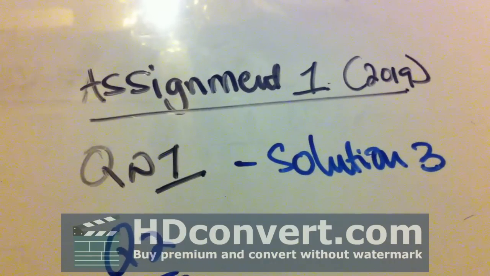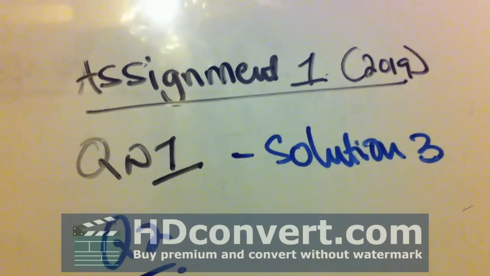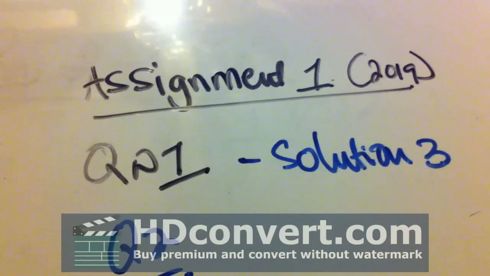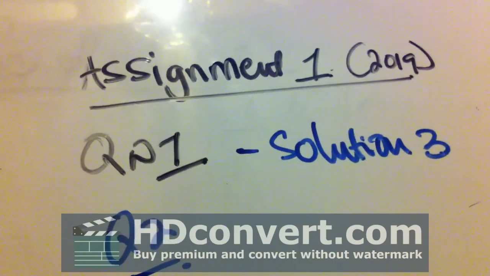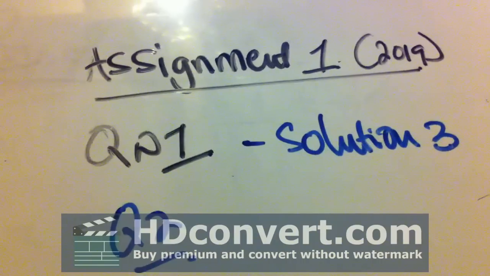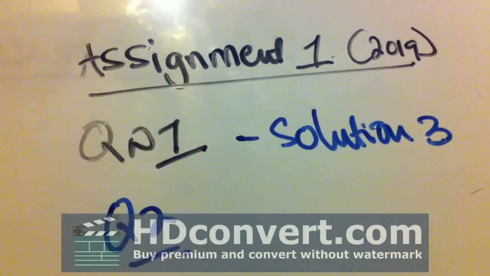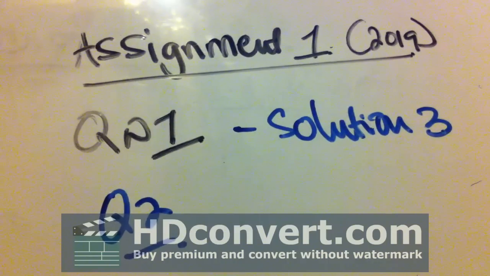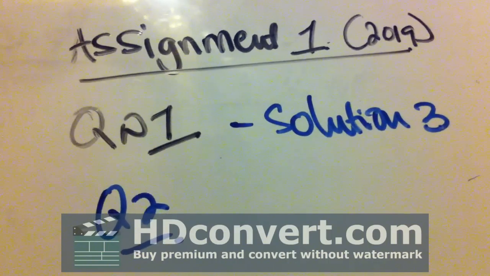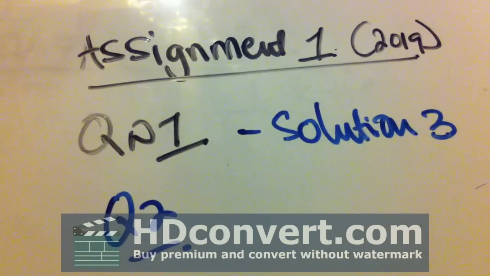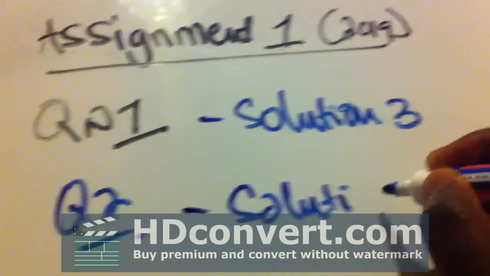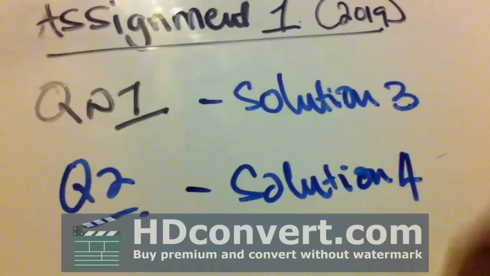A liability forms part of the owner's interest in a business. No, that's not correct. The owner's interest is equity, so that is wrong. So A is correct, B is correct, C is wrong, D is correct. We need a solution with A, B, and D, which is solution 4. So our solution here is solution 4.